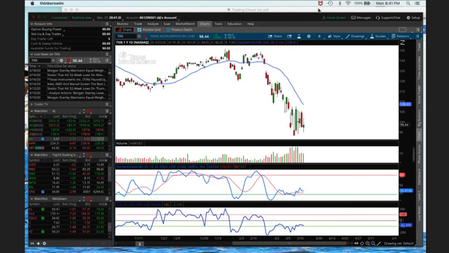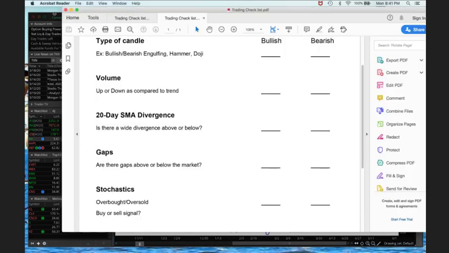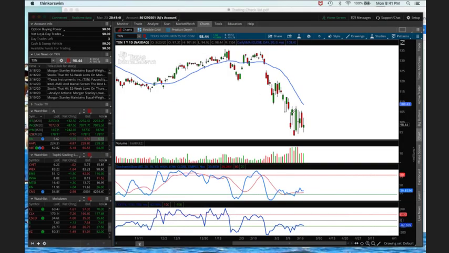Again, remember what I said. Follow me along, right? Is it a bullish, or is it a hammer, or is it a doji? A doji and spinning top are very similar. So this is a spinning top. When you see a spinning top at the end of a downward leg, that's considered bullish. We have a fairly good wide divergence from the moving average. That's bullish. We have gaps above the market. Follow the checklist. That's bullish.